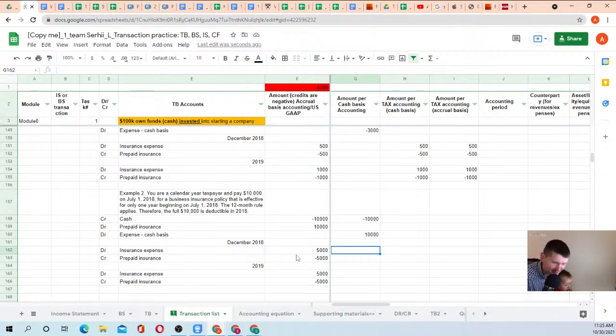Okay, so in cash accounting, we write off the total immediately. In tax accounting based on cash basis, we are also allowed to write that off immediately.